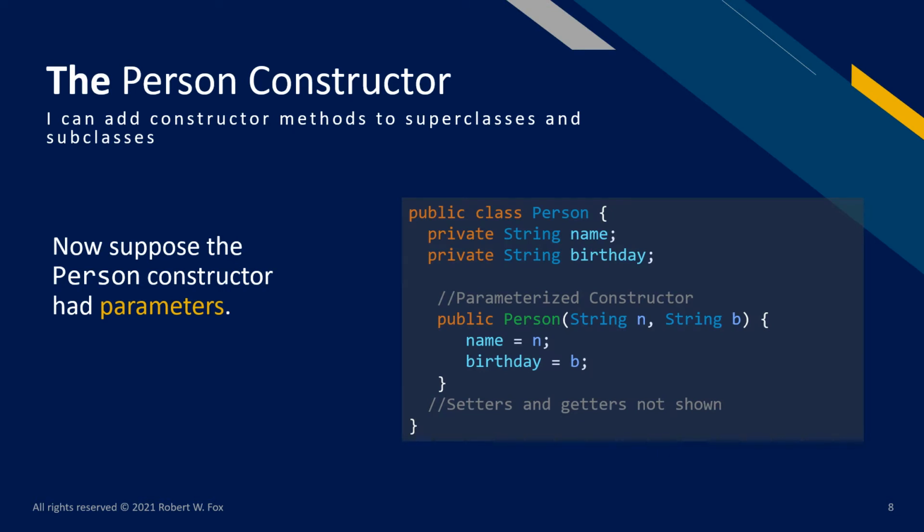Going back to the person class, the superclass, let's extend this example a little bit further. So before I had a default constructor, but perhaps I want a constructor that takes parameters. I don't just want to set the name and the birthday to like default values. I want to be able to specify. So this constructor now includes parameters, N for the name and B for the birthday, and it sets the instance variables accordingly.